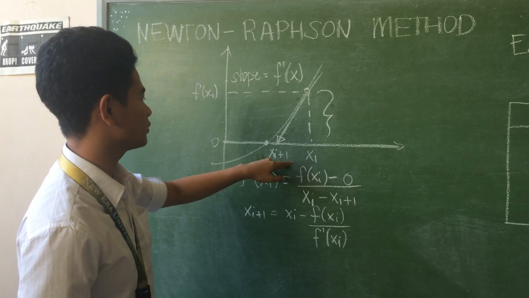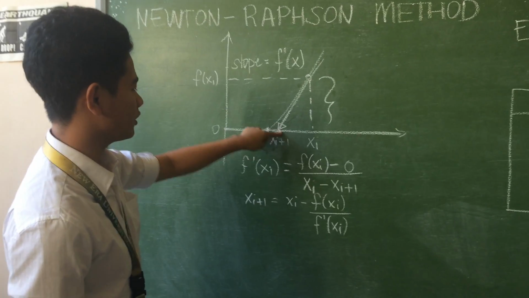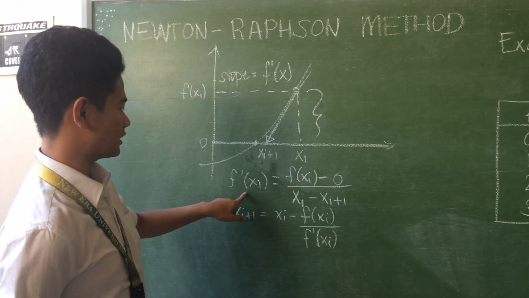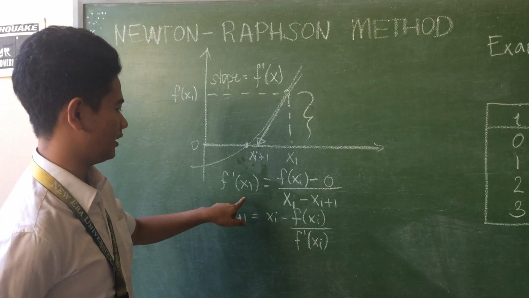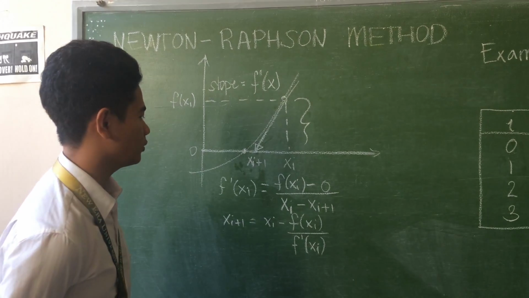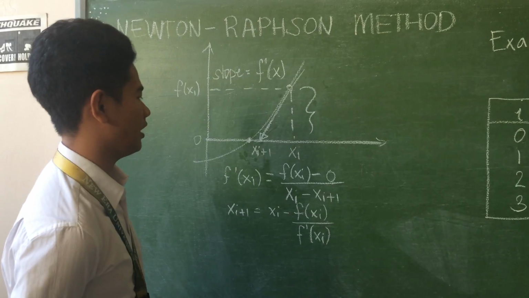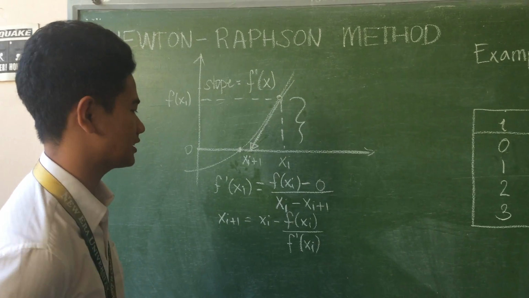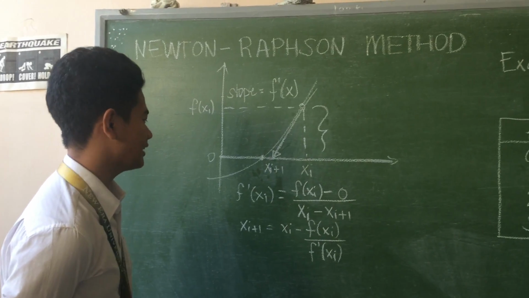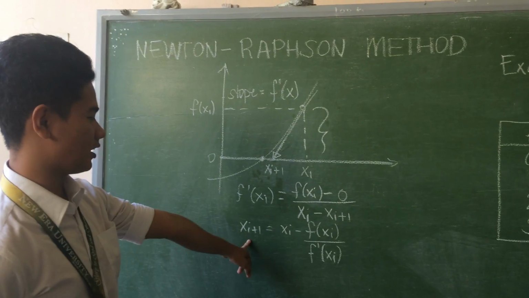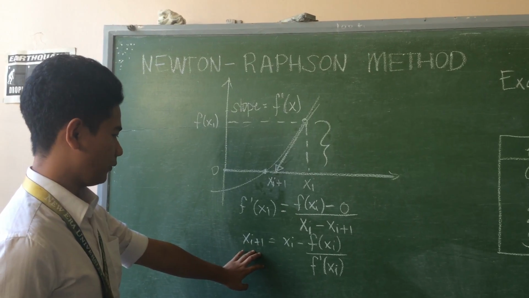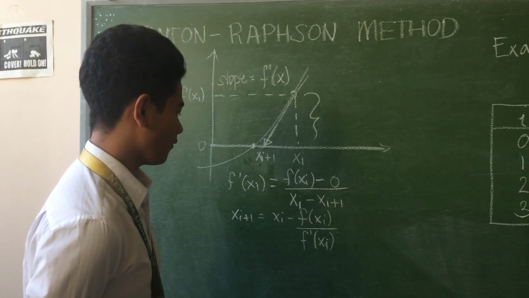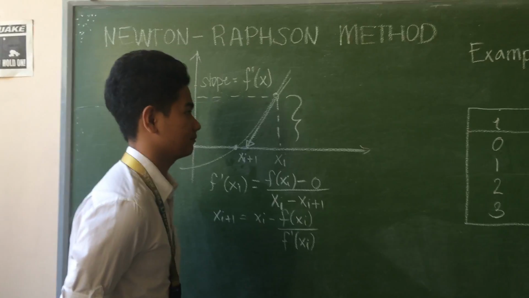So to get this point, we are going to find the derivative of the function, f prime x of xi, which is equal to the difference between f of xi minus 0 over xi minus xi plus 1. Now, getting the value of xi plus 1, which is our approximated root, we will have xi minus f of xi over f prime x of xi.